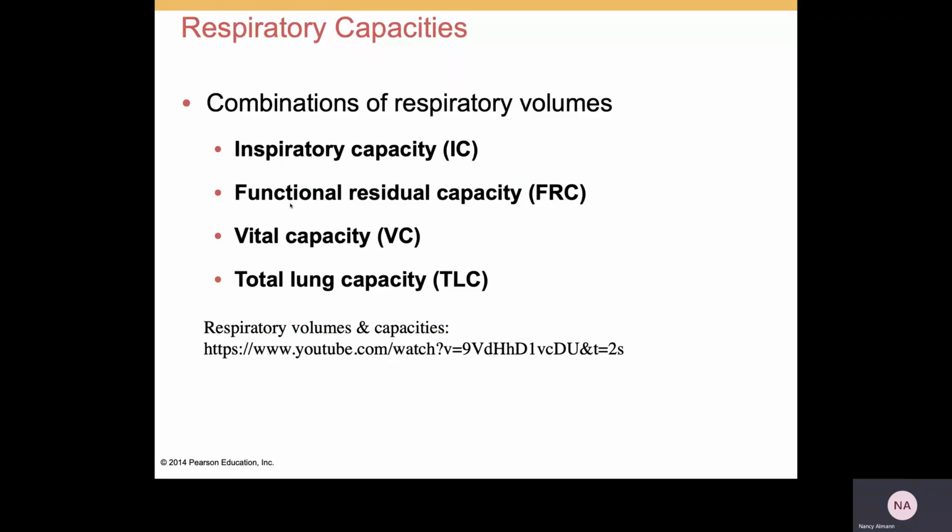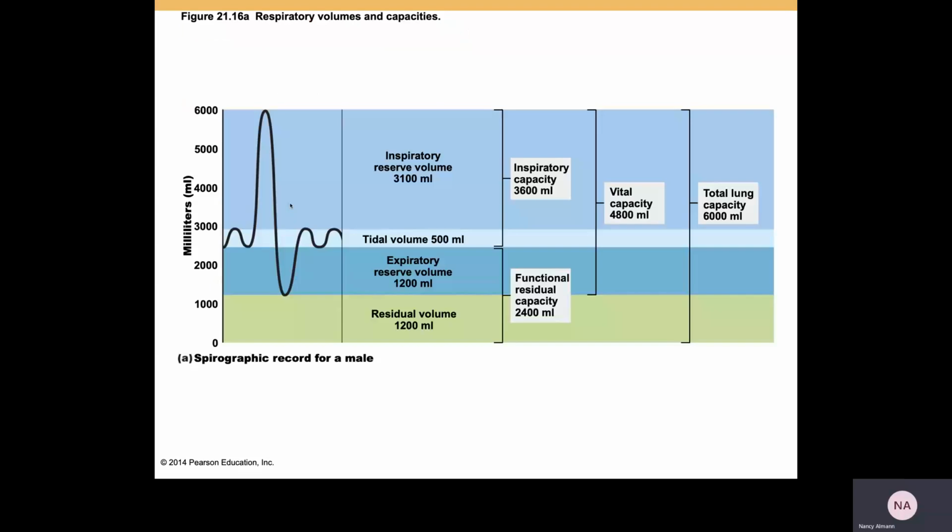We're also going to have to talk about the respiratory capacities, which will be a combination of the respiratory volumes. We'll go through each of those again, so fear not. Inspiratory, functional residual, vital capacity, and total lung capacity. So let's take a look-see about what each and every one of those are. I went over this before, right?